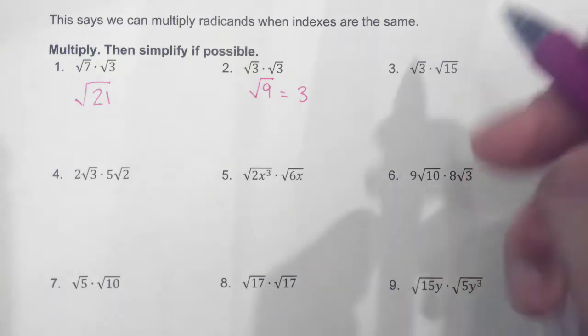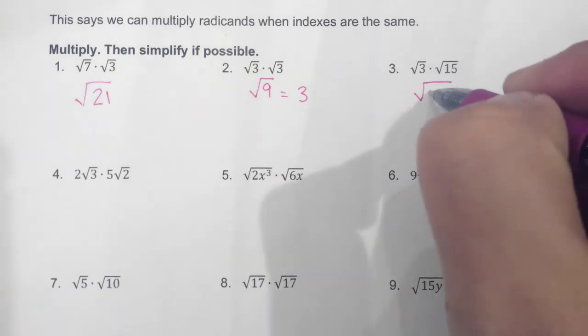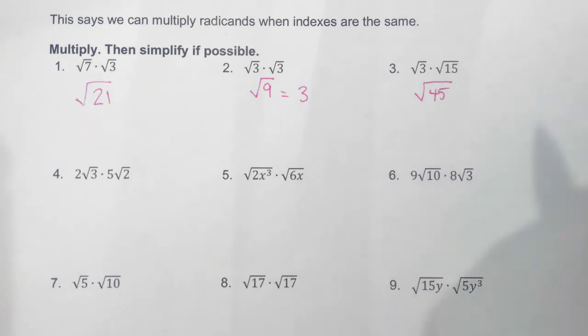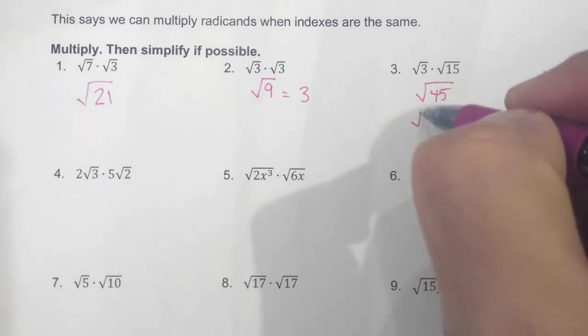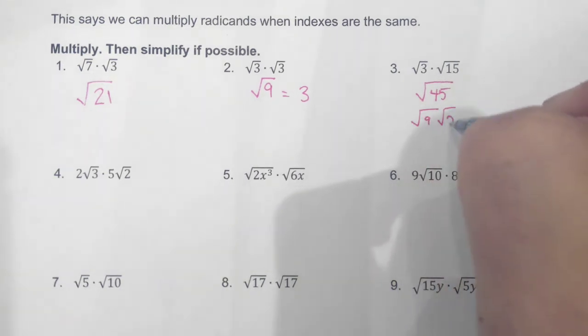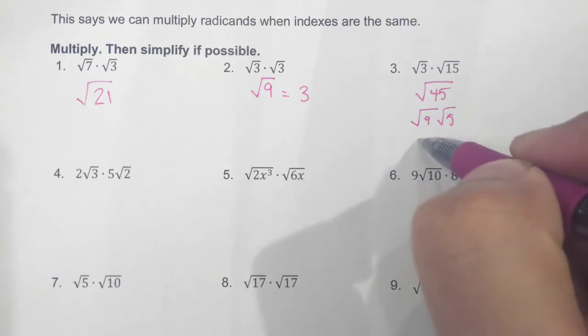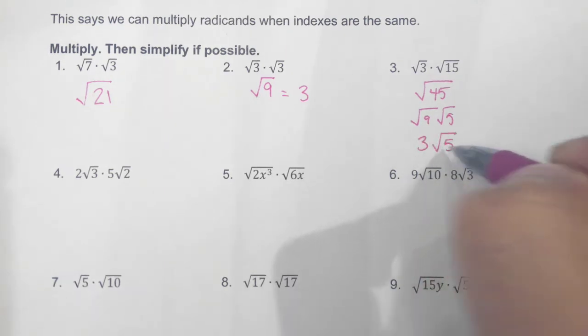The square root of 3 times the square root of 15. 3 times 15 is 45. Is there a perfect square that divides 45? Yes, it is 9. 9 times 5 is 45. So this simplifies to 3 square roots of 5.